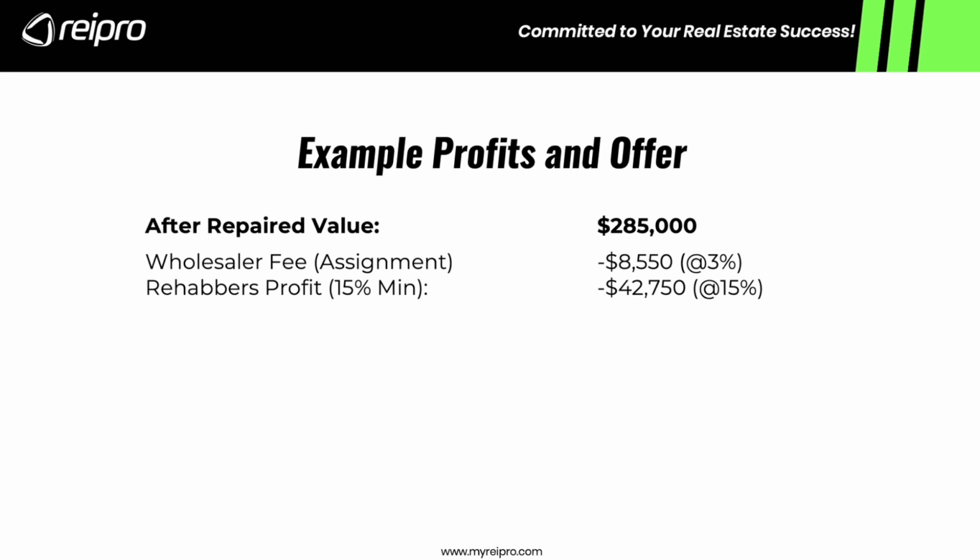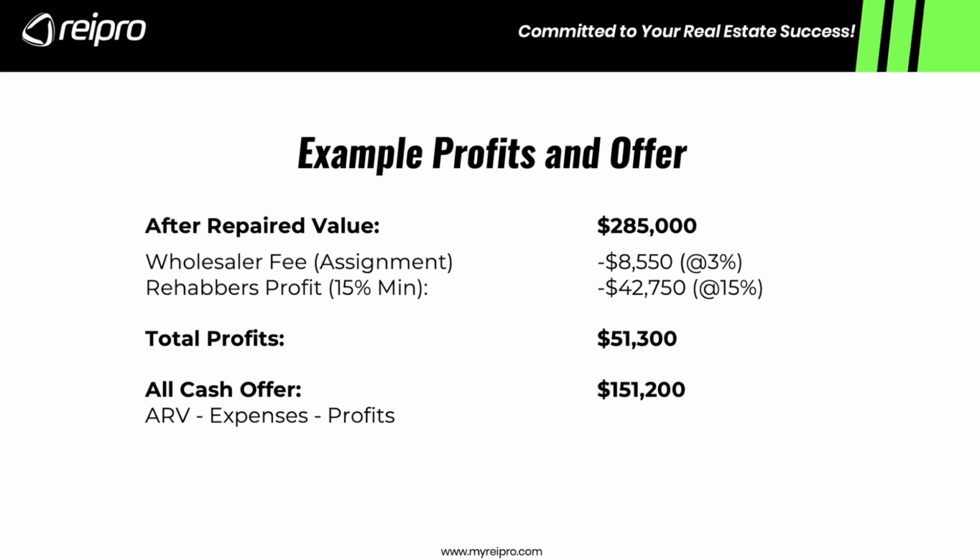Next is the rehabber's profit. Again, remember, a minimum 15%. That's going to be $42,750. So if you were to add just the two profits up, that would be $51,300. Now what I'm going to do is subtract that $51,300 because remember, I'm subtracting my expenses. I'm also subtracting the profits to ultimately get to my all cash offer.